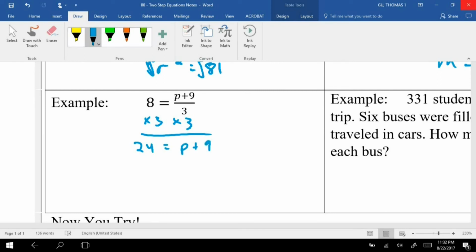Now we got to get the p by itself. So we're going to subtract 9 from both sides. 24 minus 9. What is that? That is 15 equals p. There you go. And now we're on to the last one.